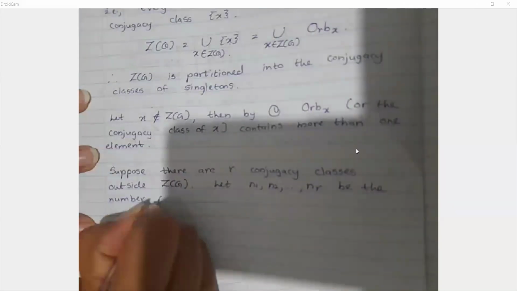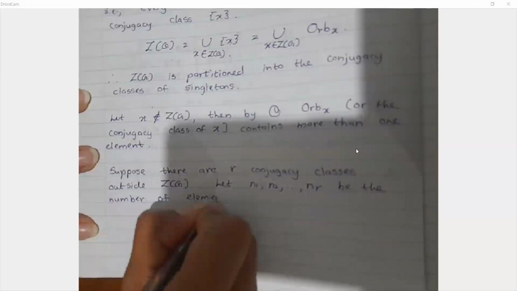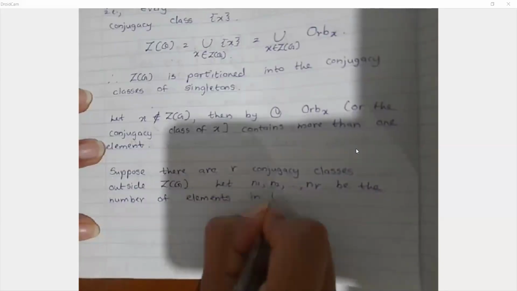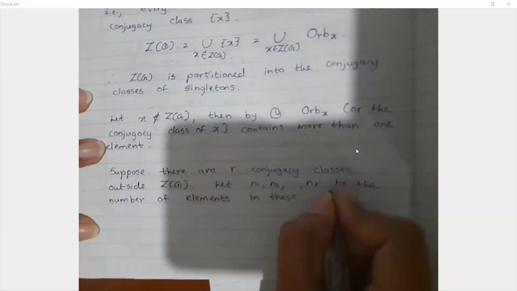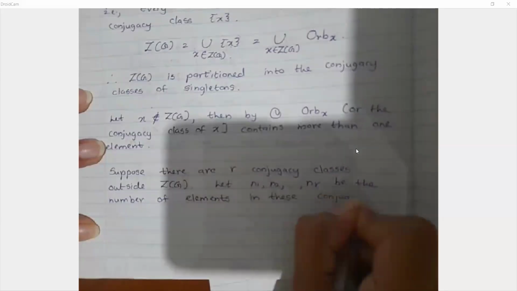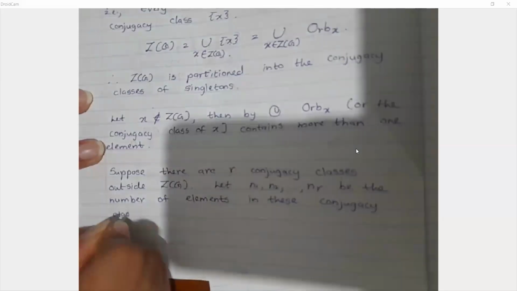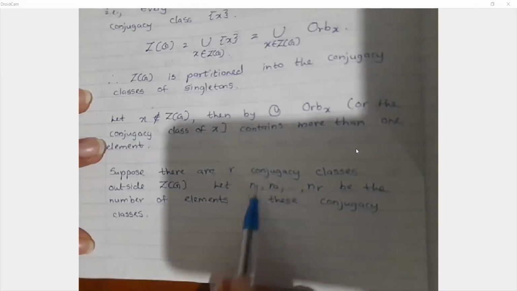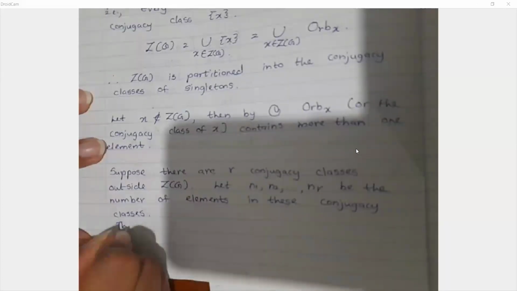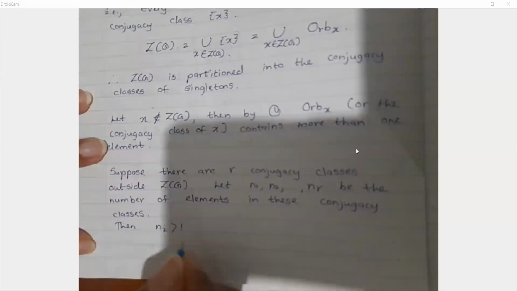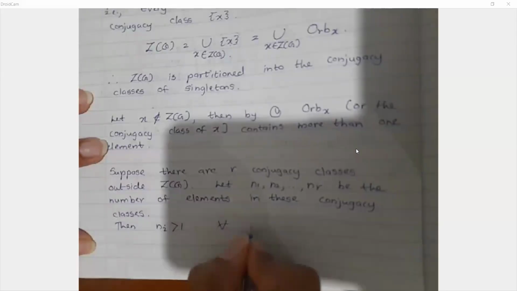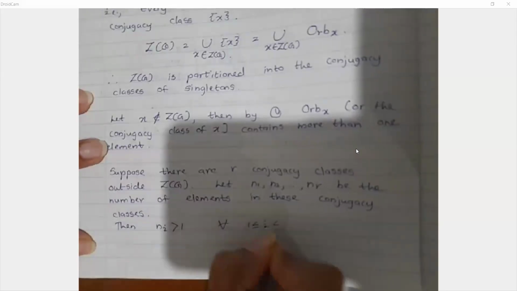Let n_i be the number of elements in these conjugacy classes, right? Then each n_i over here must be greater than 1, right? Then n_i must be greater than 1 for all i between 1 and r.